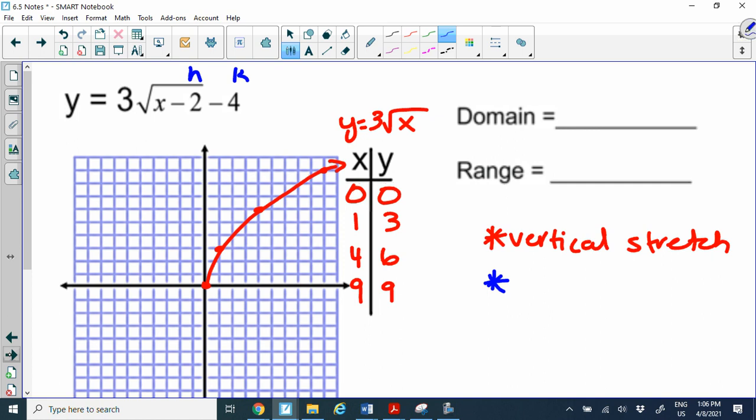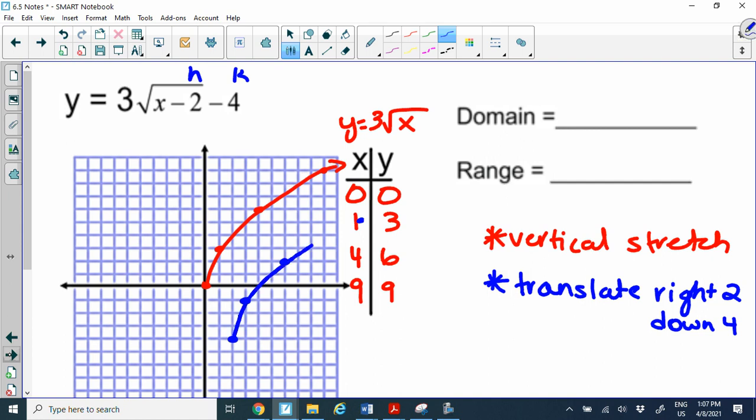So since we have x minus 2, that means we're going to translate right 2, and the k value is exactly as we see. So since we have a negative 4, that means we go down 4. So each point that we graph, we're going to go to the right 2 and down 4. So I go over 1, 2, down 1, 2, 3, 4, over 1, 2, down 1, 2, 3, 4, over 1, 2, down 1, 2, 3, 4. And the last one's going to be kind of off the graph. That's okay. There we go. And then we connect the dots.